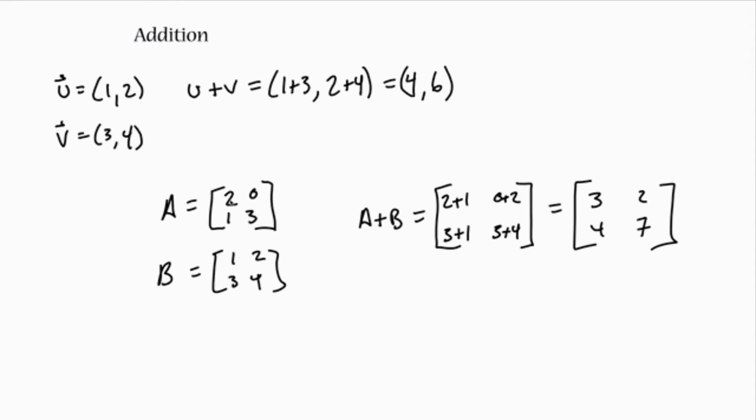3, 2, 4, 7. Right? And note, because you're adding up the elements that have the same row column index, if A and B are different sizes, have different numbers of rows and columns, you can't add them together. And if your vectors have different numbers of elements, you can't add them together or subtract them. And this works fundamentally the same way with subtraction.